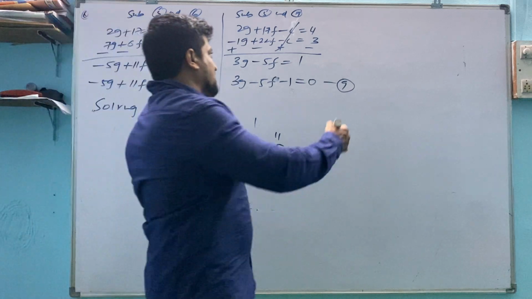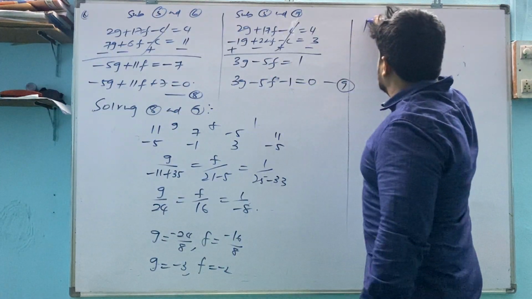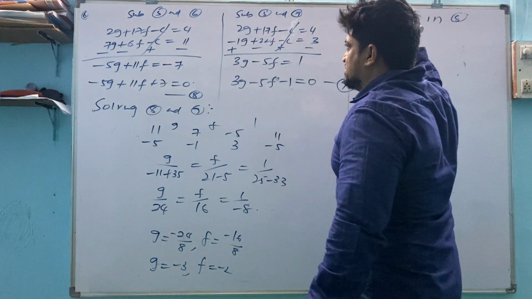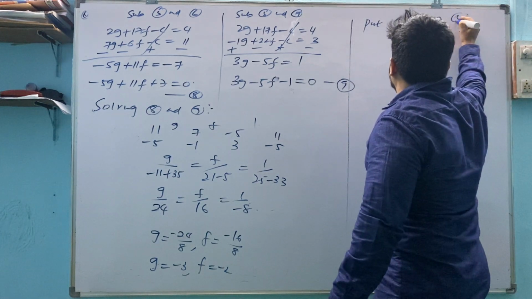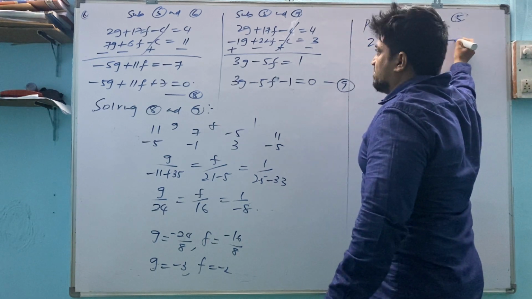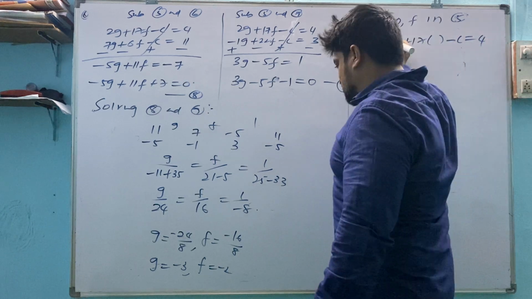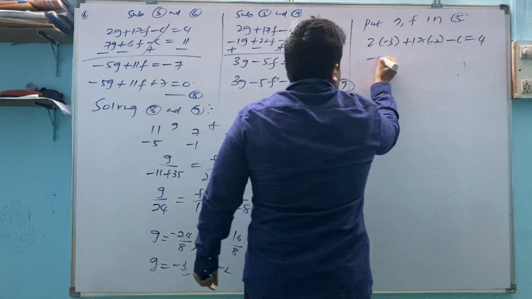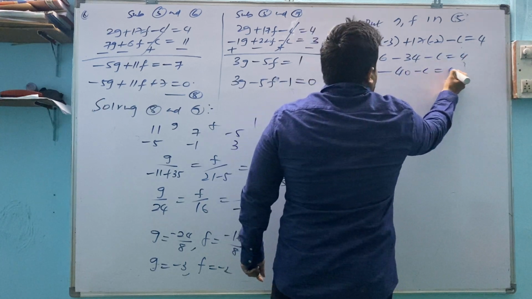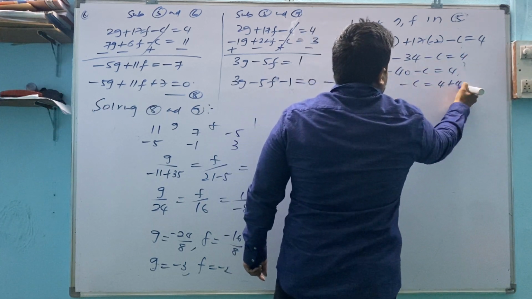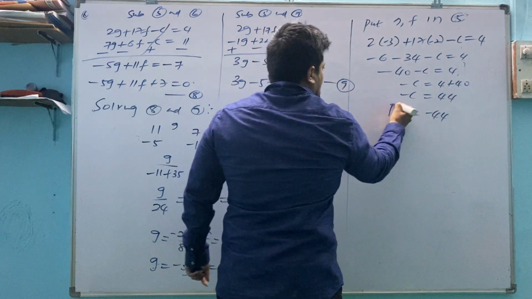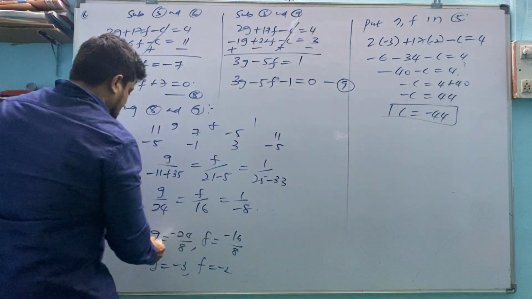Once we have g, f values, put g, f in the 5th equation. So 2 into g plus 17 into f minus c equals to 4. G, f values: minus 3, minus 2, so minus 6 minus 34 minus c is 4. Minus 40 minus c is 4, minus c equals to 4 plus 40, minus c is 44 and c is minus 44. We got g, f and c values.